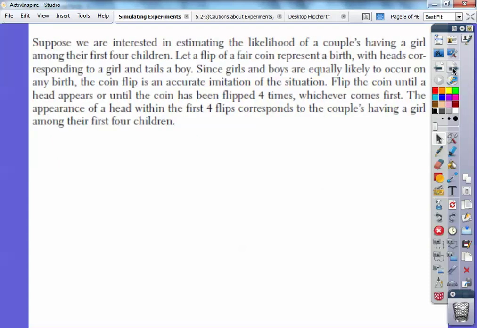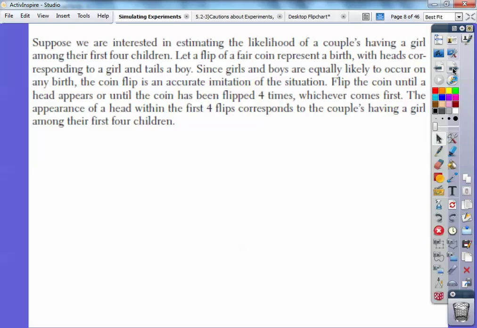Suppose we are interested in estimating the likelihood of a couple's having a girl among their first 4 children. They're only going to have 4 children, so what's the likelihood that at least one is a girl? So let a flip of a fair coin represent the birth, with heads corresponding to a girl and tails corresponding to a boy. Since boys and girls are equally likely, and the coin is equally likely to land either way, flipping a coin would do a nice simulation of this experiment.